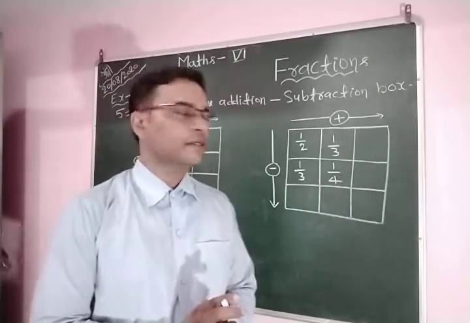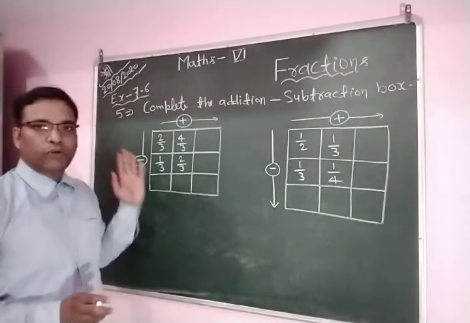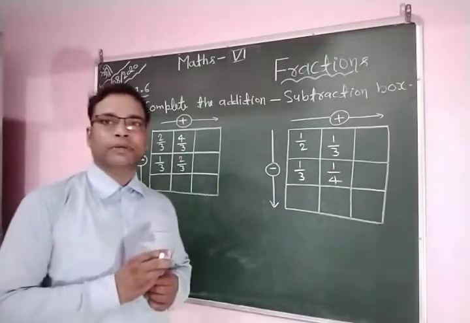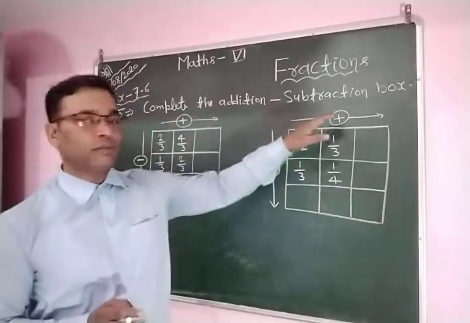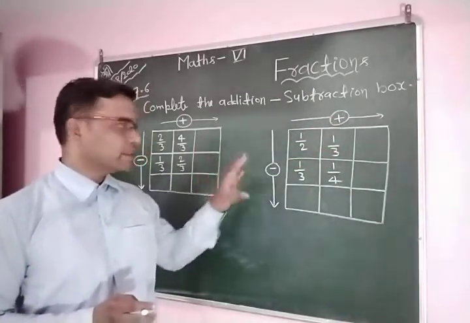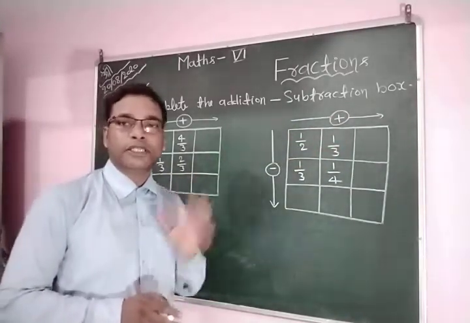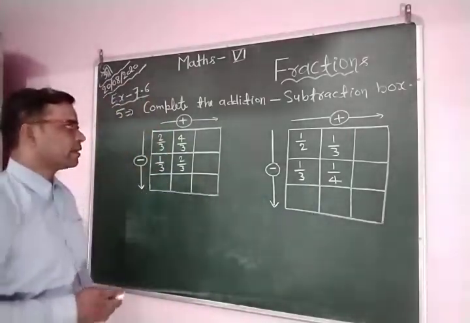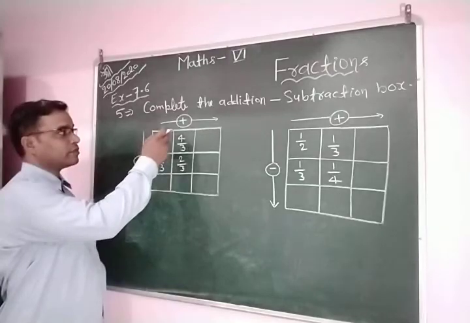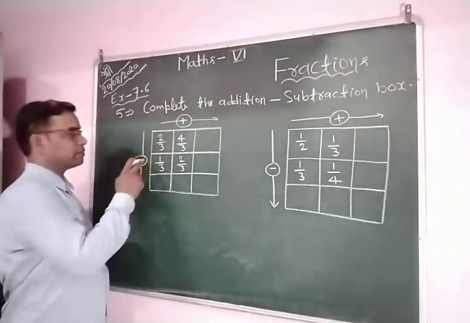Today we are going to discuss chapter 7, fractions, exercise 7.6, question number 5. Question 5 says to complete the addition-subtraction box. Okay, this is the given box. We complete it. Somewhere is addition, somewhere is subtraction. Like this, here you can see. This is the plus symbol, this is the minus symbol.